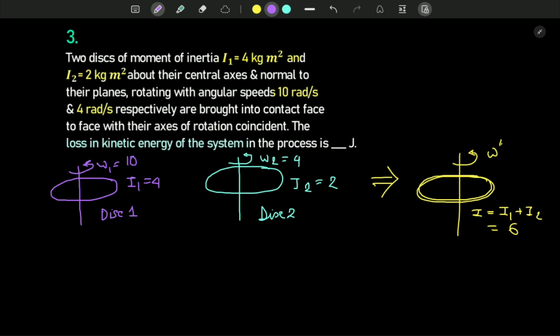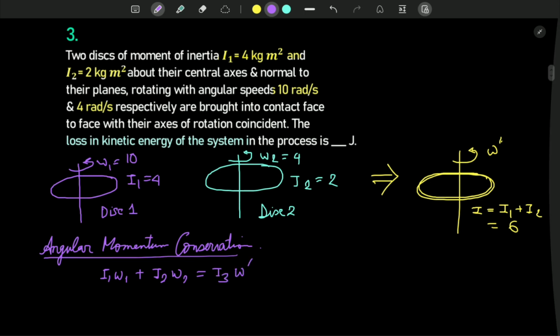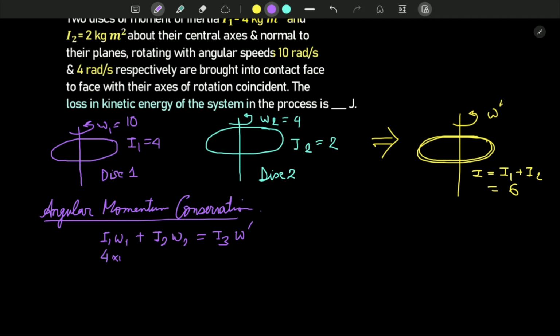So first of all I will use angular momentum conservation. So I1 omega 1 plus I2 omega 2 equals I3 omega dash. So I1 is 4, omega 1 is 10, plus I2 is 2, omega 2 is 4. This equals 6 into omega dash. So I will get 40 plus 8, 48, equals 6 omega dash. So I will get omega dash equals 8 radians per second.